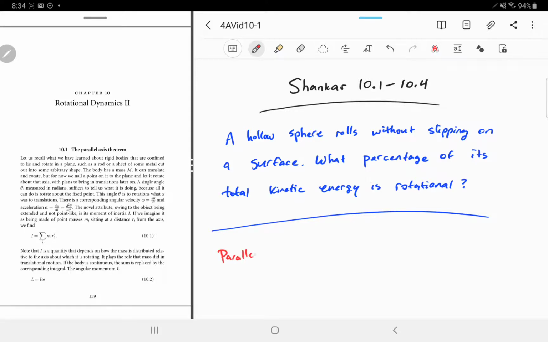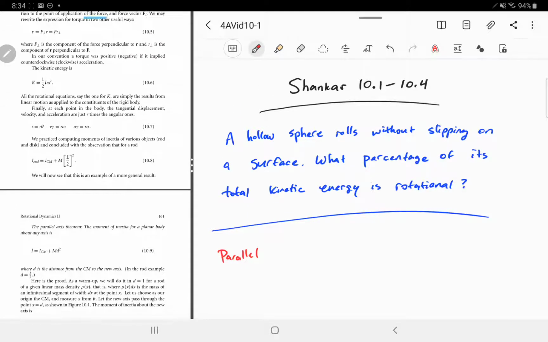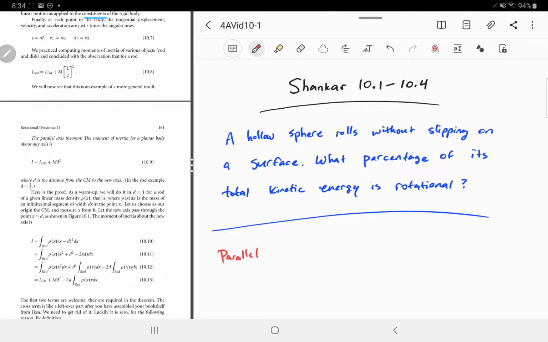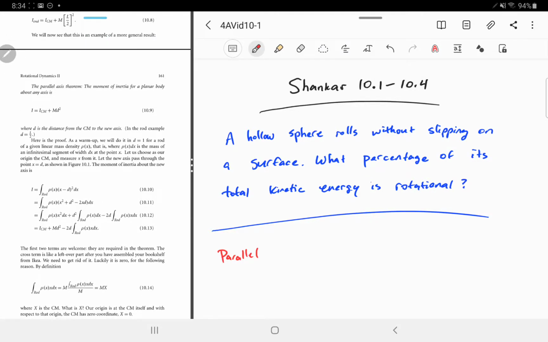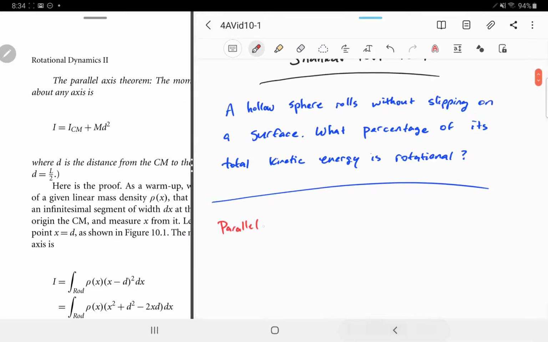So the parallel axis theorem. First of all, your textbook just kind of reviews the previous chapter, and then states this theorem and then proves it. So we're going to jump straight to the stating of the theorem. Parallel axis theorem. So I'll write it down, talk about it a little bit, and then give a simple example of how you would use it.